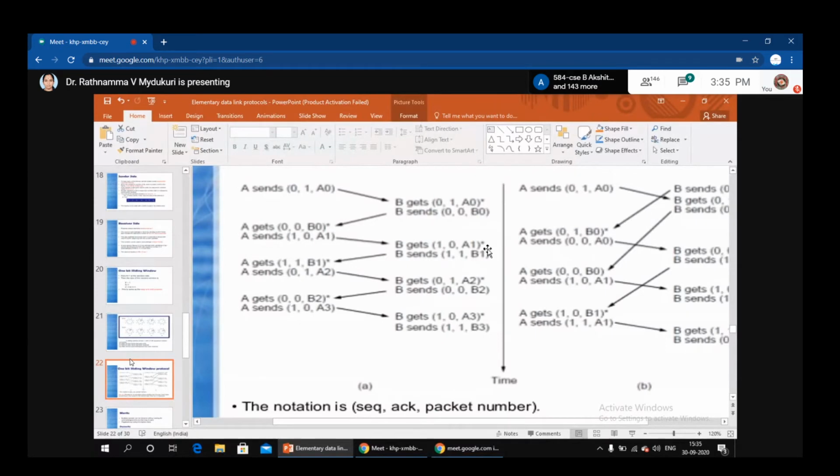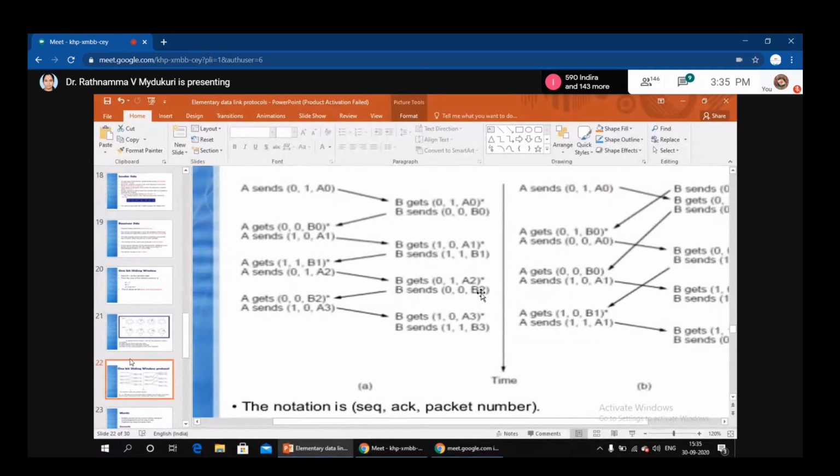And again, the receiver sends back one more packet, B1. And this is the acknowledgement of the previous frame or previous packet, and this is the number of the present packet. Then A gets it. Again, A sends 0, 1, now 2. Similarly 3. Again, B sends 0, 1, 2.